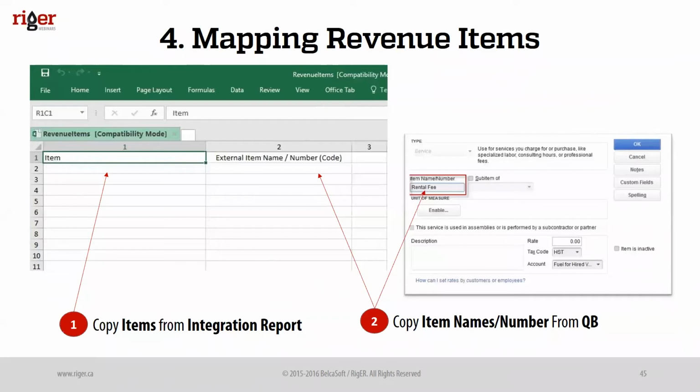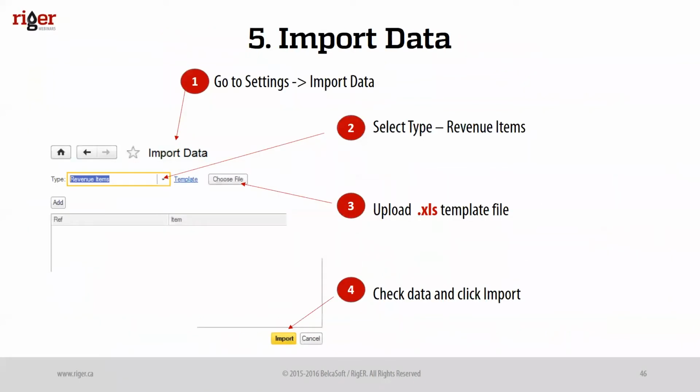We upload the item name. The next step, save your Excel spreadsheet, go back to RigER, import data, and choose the file that you have already saved. The data will be uploaded to RigER, and before you click import, check that everything is good and looks reliable, and click import. You'll get the information that when the reference numbers are activated, that means that import data has been done successfully.